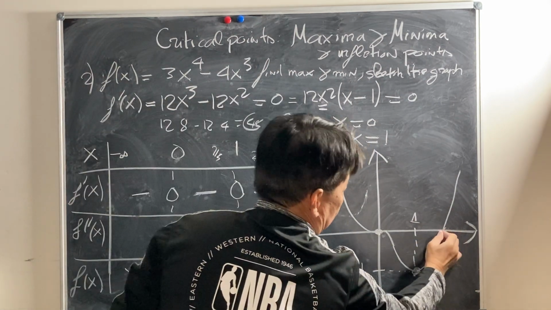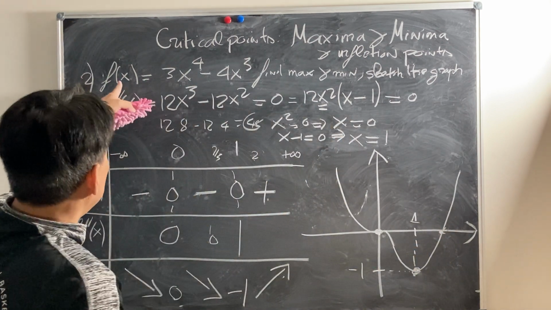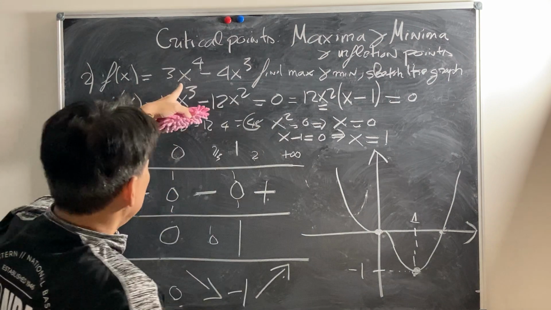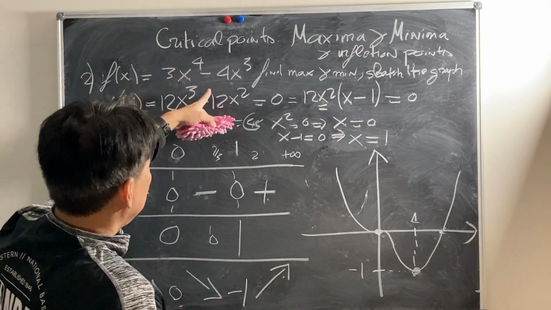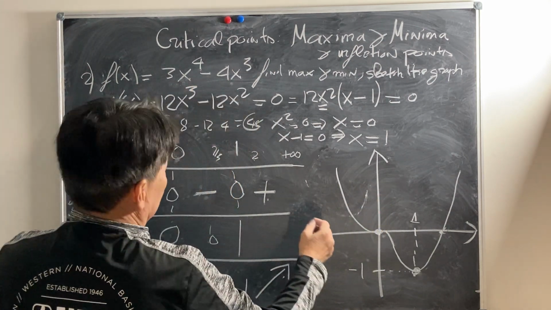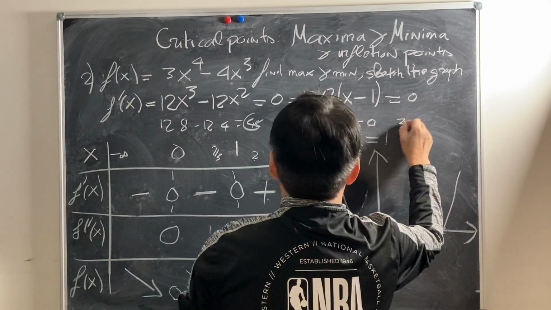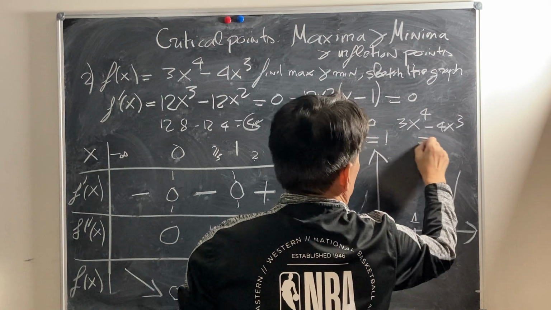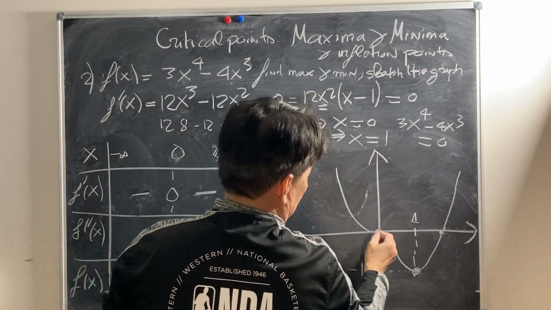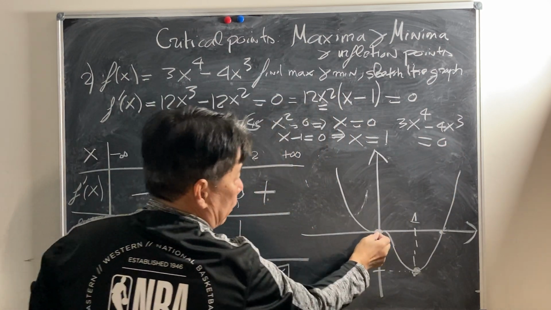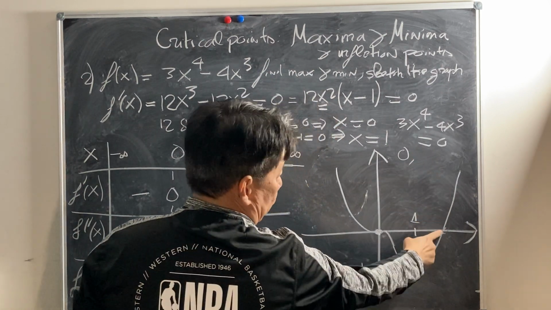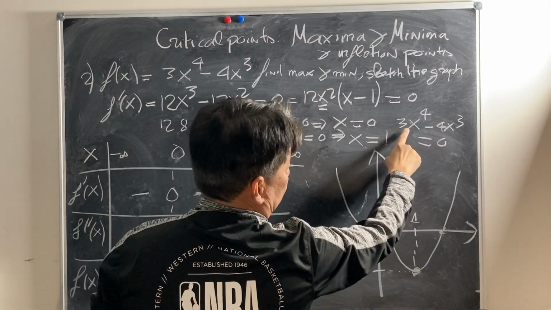So to find the x-intercept, you need to put y equal to 0. When y equals 0, then we have 2 points. So you have 3x to the fourth minus 4x cubed equals 0. The first intercept is at x equals 0, and the second point is 4 over 3.